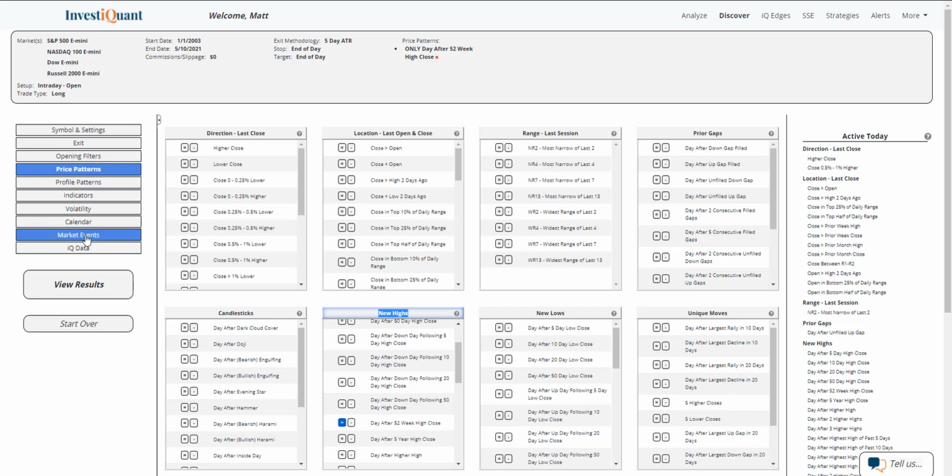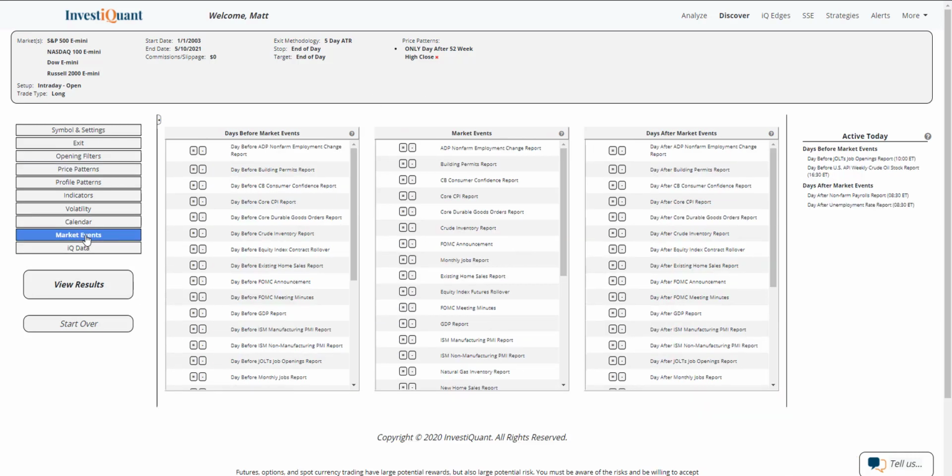Next, I'm going to go into the market events library. I'm going to say it's the day after the non-farm payrolls report that is available in the day after events, and it is here on the active today as well. So I just clicked on it to add it, and now I can click view results.